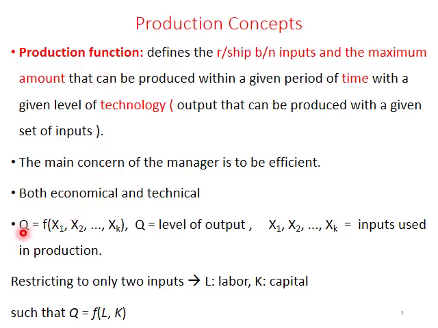Mathematically, Q can be expressed as a function of its inputs. Q is the level of the output, and X1, X2, and Xk are inputs used in the production. When we restrict those inputs as labor and capital, that is only two inputs are used in the production, Q can be explained as a function of L and K. That means labor and capital.